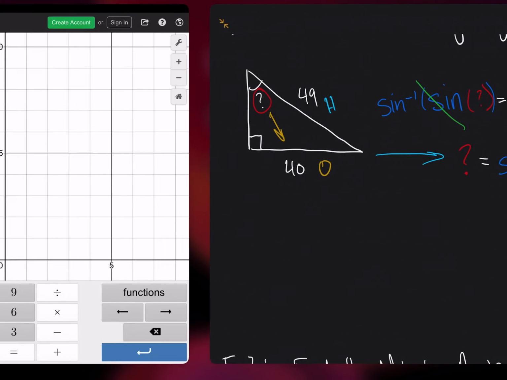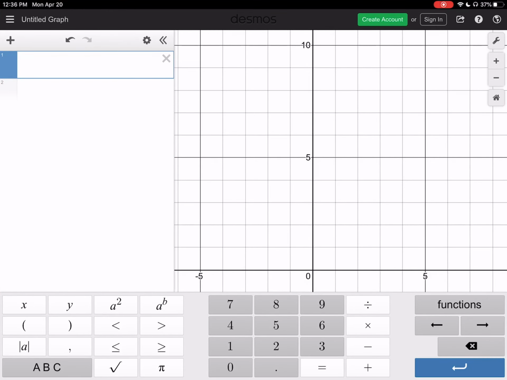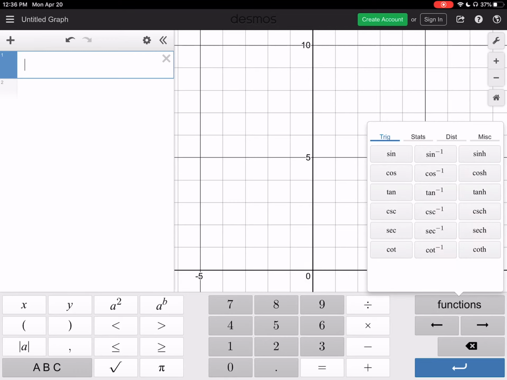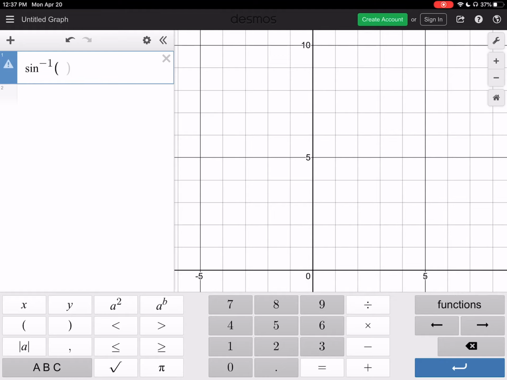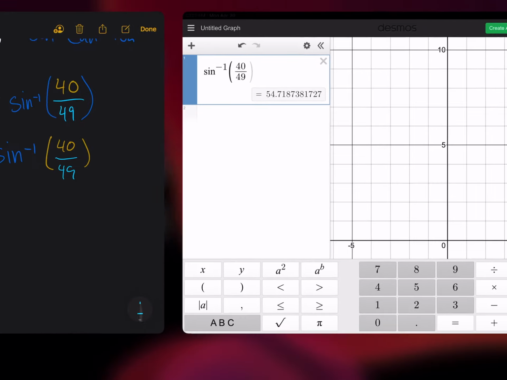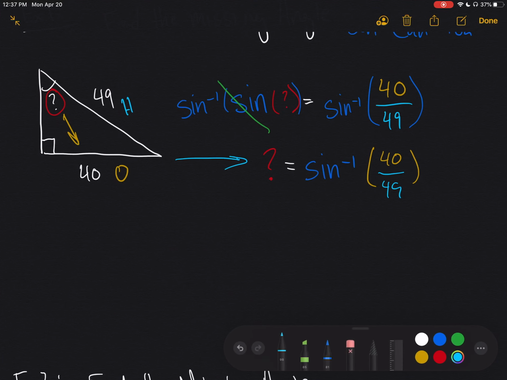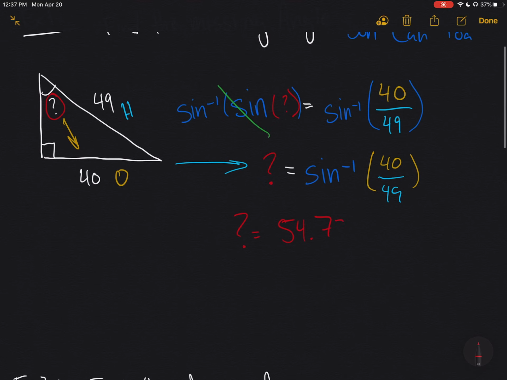So we'll head over to Desmos, and to find inverse sine, I'm going to go to functions, and the middle row under trig has all of my inverse functions. So let's hit inverse sine, and we'll take 40 divided by 49, and I get out 54.72 as an angle measure, which hopefully makes sense. 54.72 degrees. Right, and if I'm looking at my triangle, makes sense. It doesn't look too big, it doesn't look too small, so it kind of fits in there. Right, so that's example one.